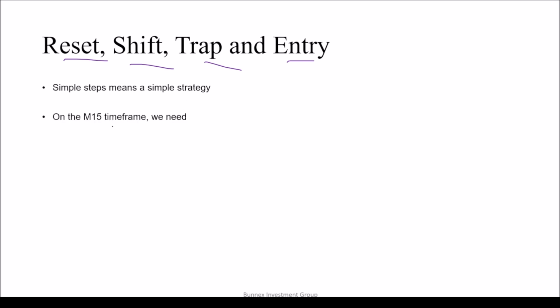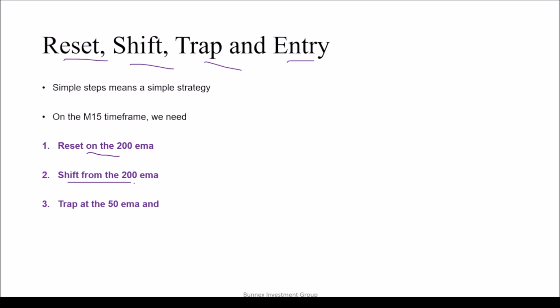So on the M15 time frame, we need one: a reset on the 200 EMA. What does that mean? It basically means we need to see the price move and touch the 200 in whatever direction it is coming from. Then the second thing is we need to see the market pulling away from the 200 EMA. This now gives us the trend. When we see a shift from the 200 EMA, we understand that the trend is in that particular direction.